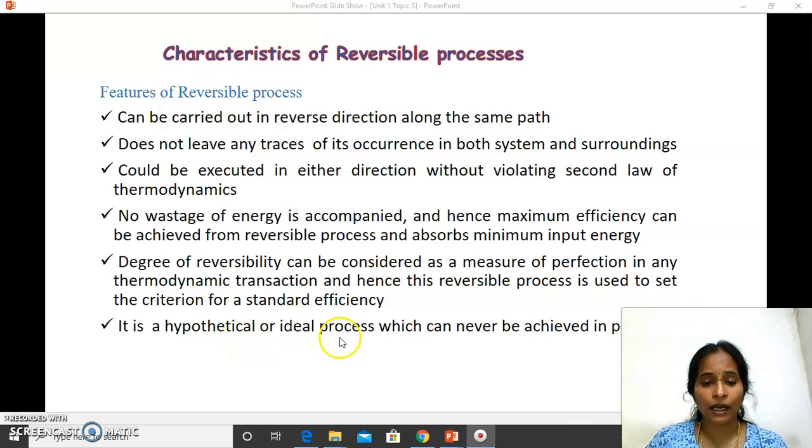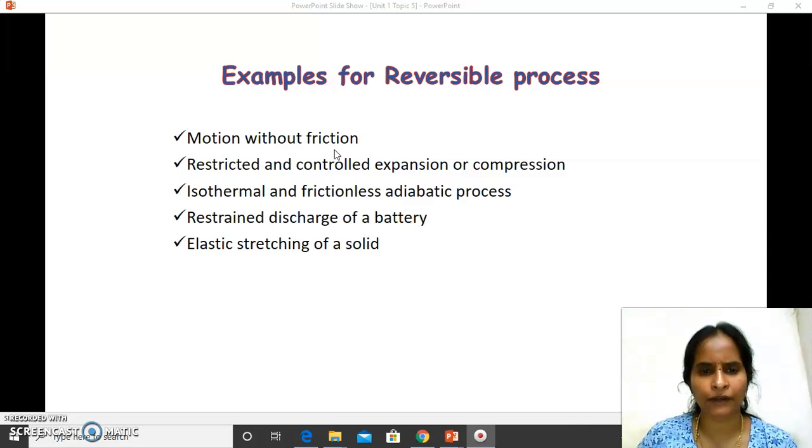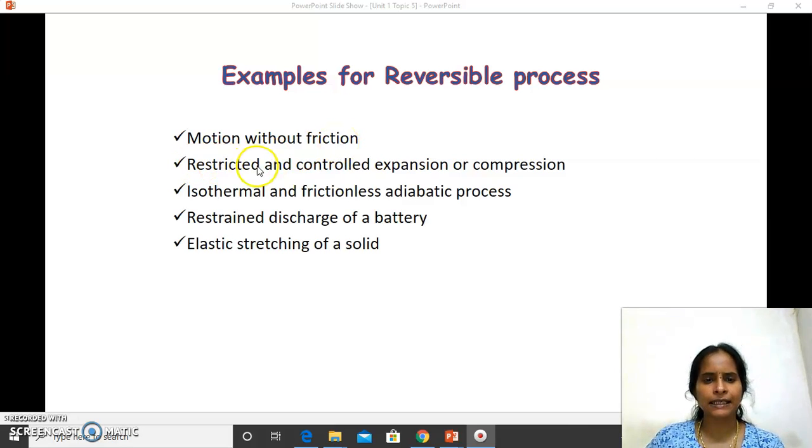It is a hypothetical or ideal process, which can never be achieved in practice. An example is motion without friction. If there is friction, there will be wear and tear, there would be some traces of effect from the friction, right? So no reversibility. Restricted and controlled expansion: restricted means very slow, doing the expansion and compression in such a way that each and every point crossed by the process is quasi-static.